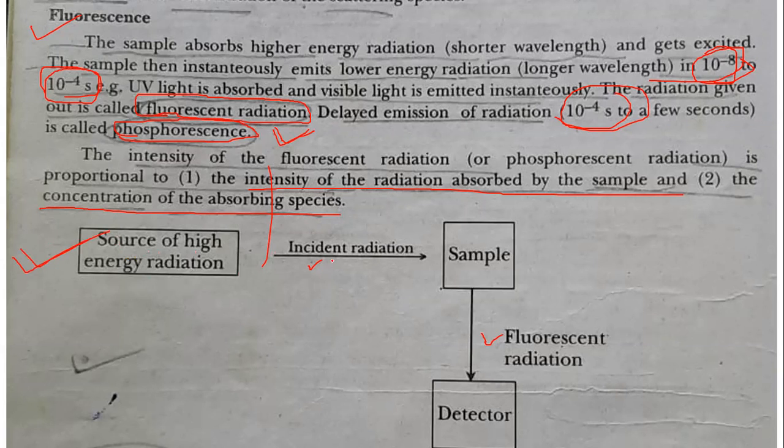A source of high energy radiation is used as incident radiation on the sample, and the fluorescent radiation is measured with the help of a detector. The technique is called fluorimetry. The technique used for measuring phosphorescence is called phosphorimetry. These two techniques you are going to learn in F.Y.B.Sc.